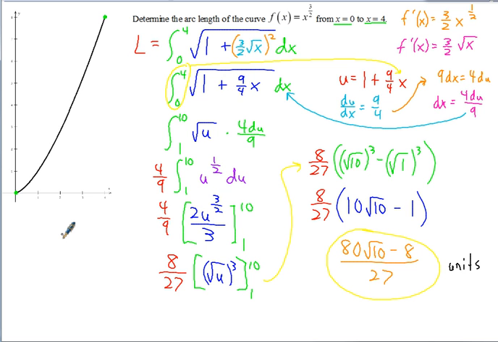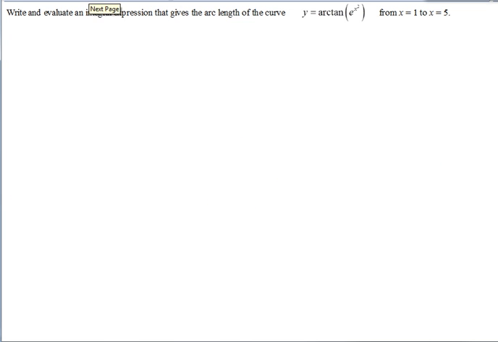Okay, so now let's take a look at one with the use of a graphing calculator. And you don't actually have to graph these. I just did that on the first example so you can see visually what we were actually finding. But this time we want to write and evaluate an integral expression that gives the arc length of the curve y equals arctangent of e to the x squared from x equals 1 to x equals 5.